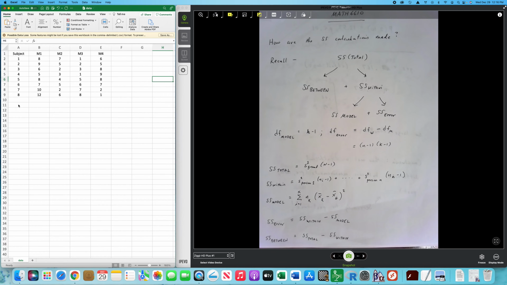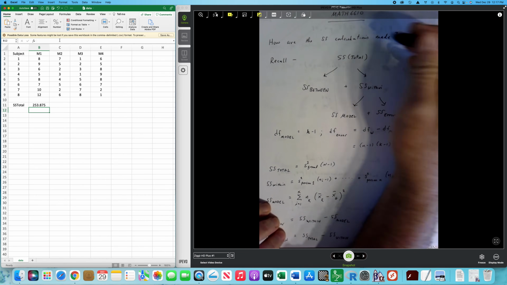So the very first thing we would want to do is calculate the sum of squares total. And to do that, we're just going to take the variance of all of the numbers times the total sample size minus 1. Well, we have 4 measurements over 8 people, so 32 minus 1 gives us 31. So the sum of squares for the total is going to be, let's just call it 253.9.